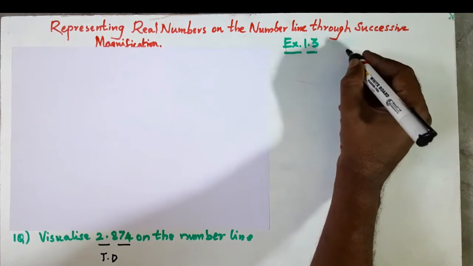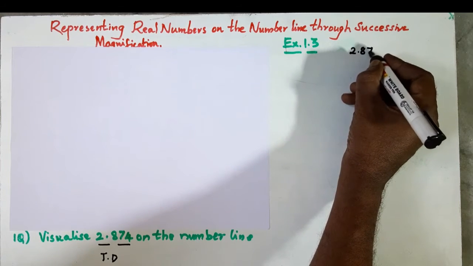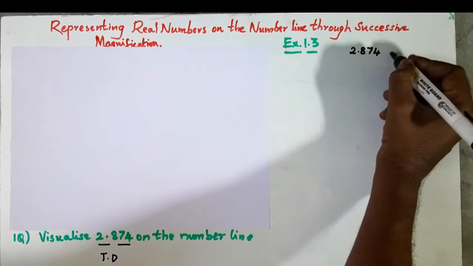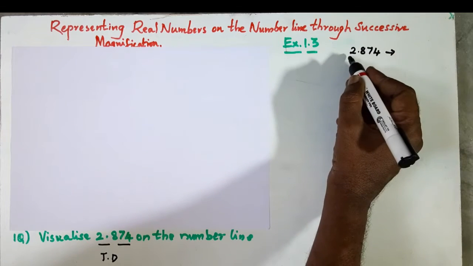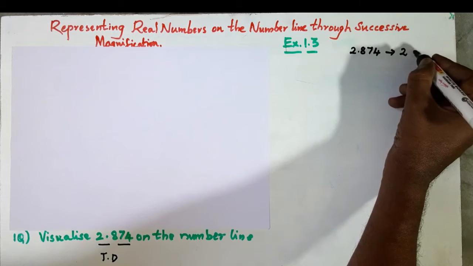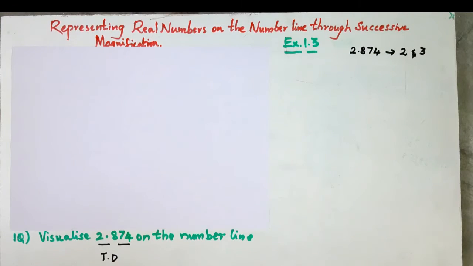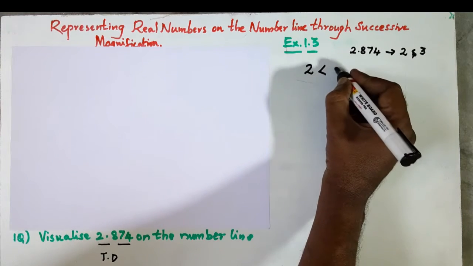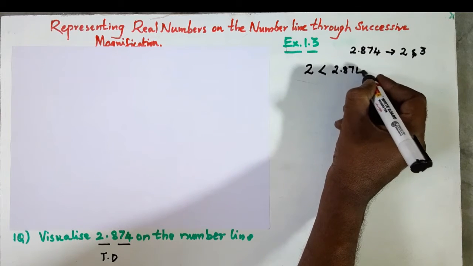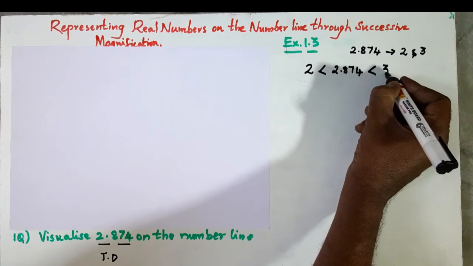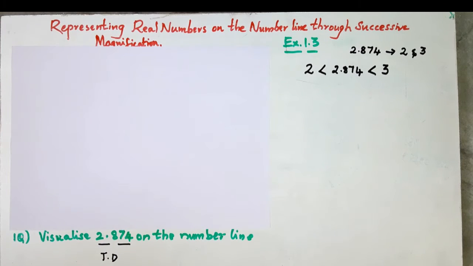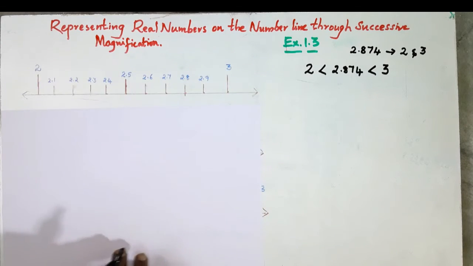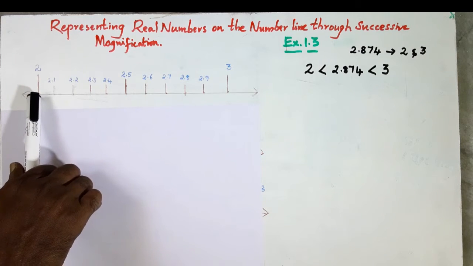2.874 is a terminating decimal. Take the whole number: 2.874 lies between 2 and 3. Now let us take a number line having 2 and 3 on it. Here we have taken a number line from 2 to 3.